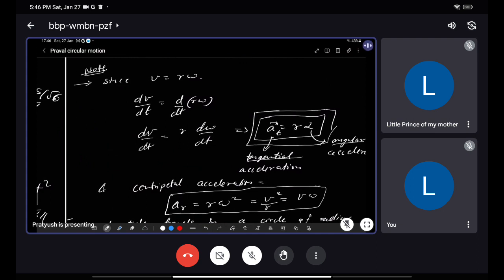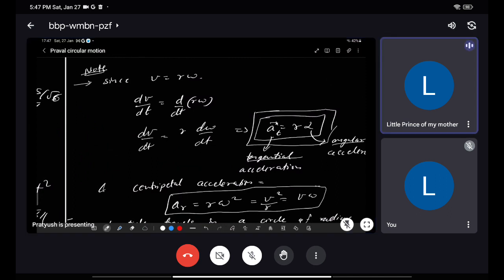So now in circular motion we can have three types of acceleration. Angular acceleration, which is increasing its angular velocity. Tangential acceleration, which is increasing the magnitude of its tangential velocity. And centripetal acceleration, which is directed towards the center. That is responsible for direction change. So centripetal is the acceleration responsible for direction change.